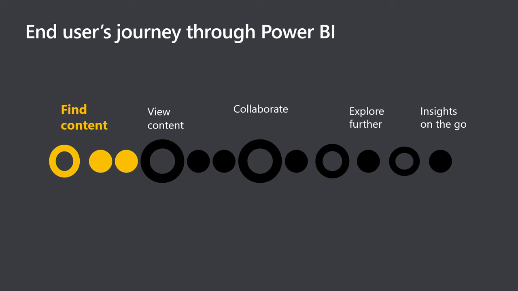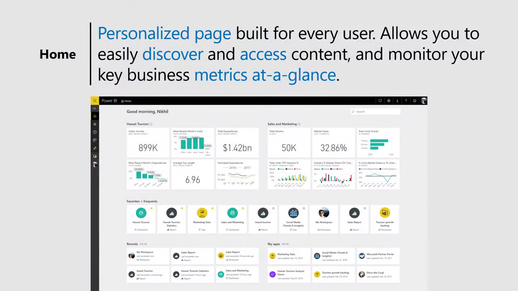Because of this, we looked at this feedback and wanted to go solve it. The way we solved it was releasing a feature called Power BI Home. Power BI Home is essentially a personalized landing page that's built for every user. It gives you access to all your most important content with one-click access, lets you monitor some of the key business metrics that you care about at a glance, and also gives you an opportunity to discover more content that you have access to within your organization.